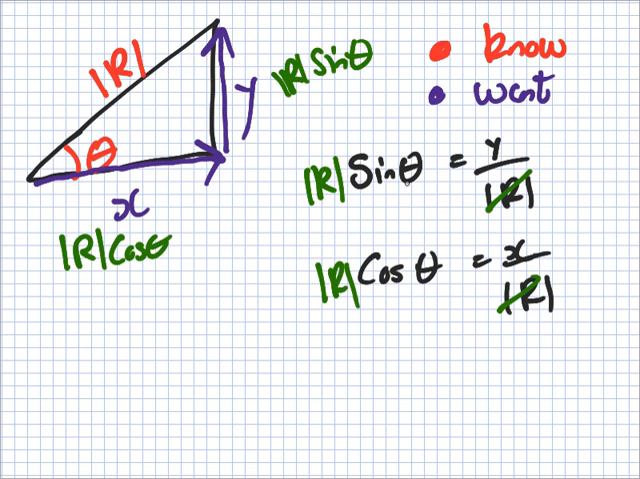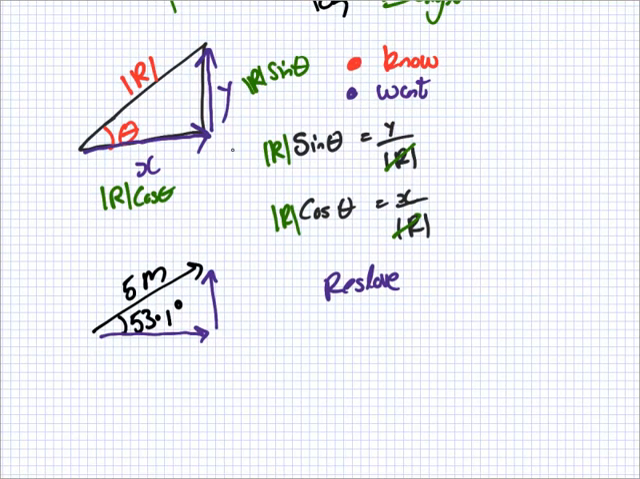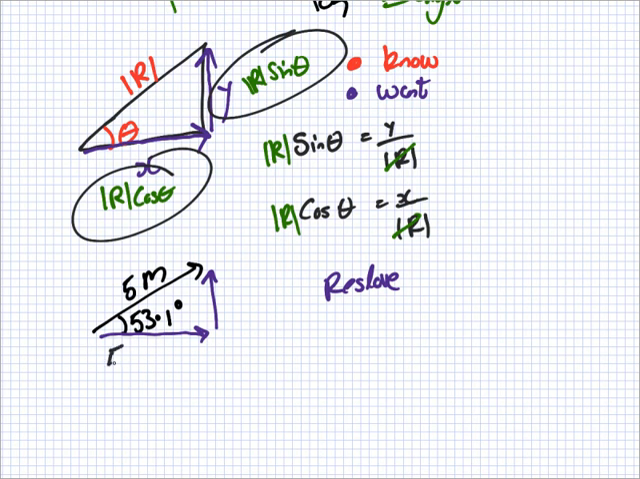Now let's look at this. Remember we had this vector. We said this is 5 meters, and what did we say this was? 53.1 degrees. And I ask you to resolve. So I want you to find this, and I want you to find this. We actually know the answer already. What should the answer be? X is 3, it should be 3 and 4, okay? But let's use this new formula here. So this is supposed to be 5 cos 53.1, and this is supposed to be 5 sine 53.1.